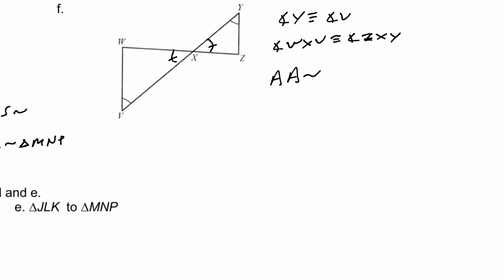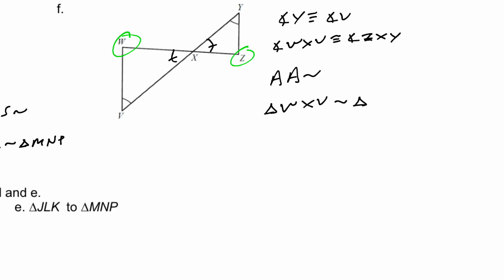And then to wrap it up, we just need to write our similarity statement. Now let's be careful to match up the vertices in the correct order. So for the triangle on the left, let's use triangle WXV and say that that is similar to triangle. Well, before I write this, I should say that we have the unmarked angle here at W corresponding to the unmarked angle at Z in the triangle on the right.